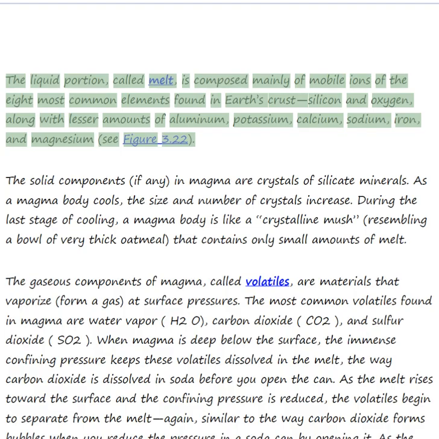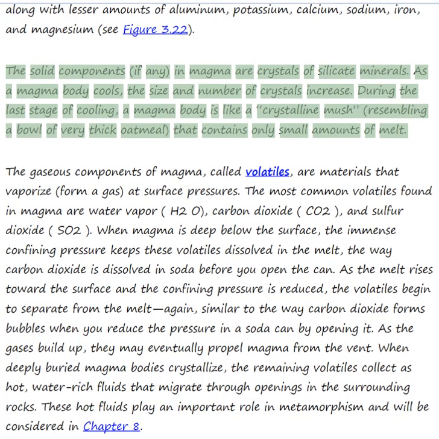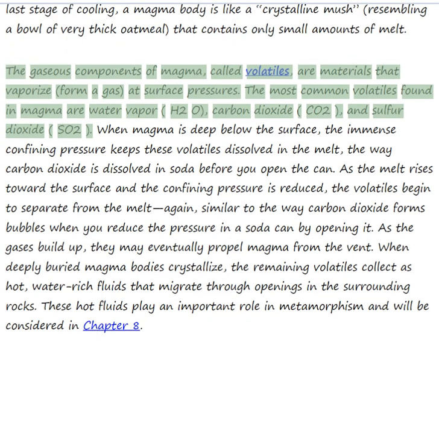The liquid portion, called melt, is composed mainly of mobile ions of the 8 most common elements found in Earth's crust: silicon and oxygen, along with lesser amounts of aluminum, potassium, calcium, sodium, iron, and magnesium. The solid components in magma are crystals of silicate minerals. As a magma body cools, the size and number of crystals increase. During the last stage of cooling, a magma body is like a crystalline mush that contains only small amounts of melt. The gaseous components of magma, called volatiles, are materials that vaporize at surface pressures.